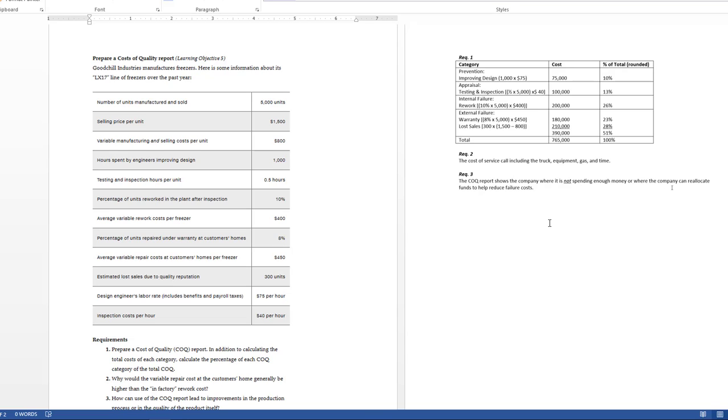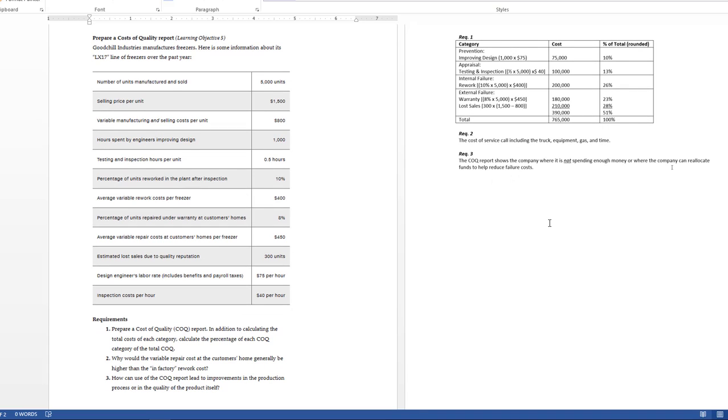And then finally, number 3, how can the use of the cost of quality report lead to improvements in the production process? Well, if they figure out, of course, what type of rework they're having to do, well, they can build that then into their prevention, hopefully, so that they don't have the rework or internal failure or external. They're able to reduce those. So they can see where they're not spending enough money, and they hopefully can reallocate funds to the areas that will improve the design and help reduce those failure costs.